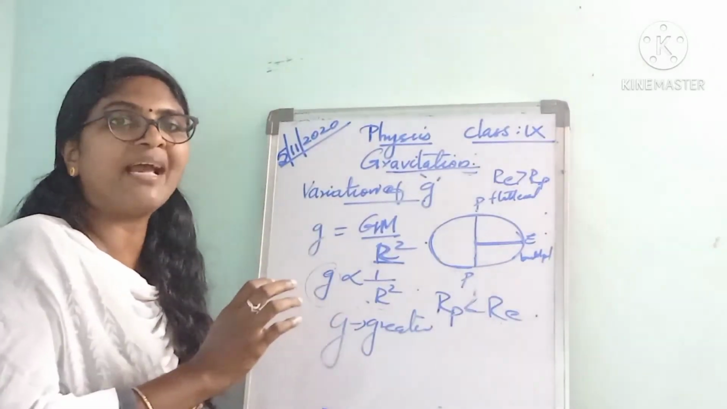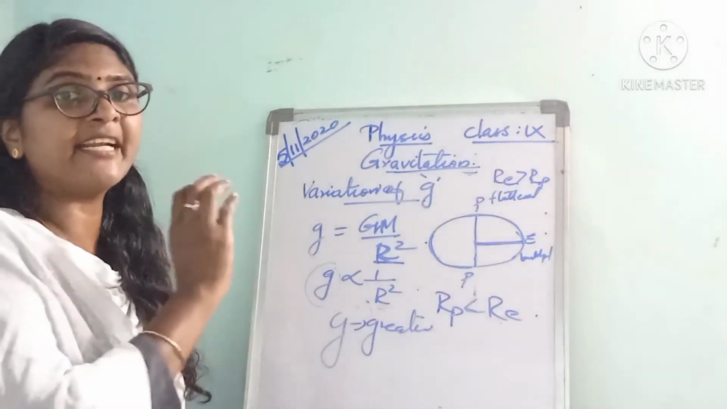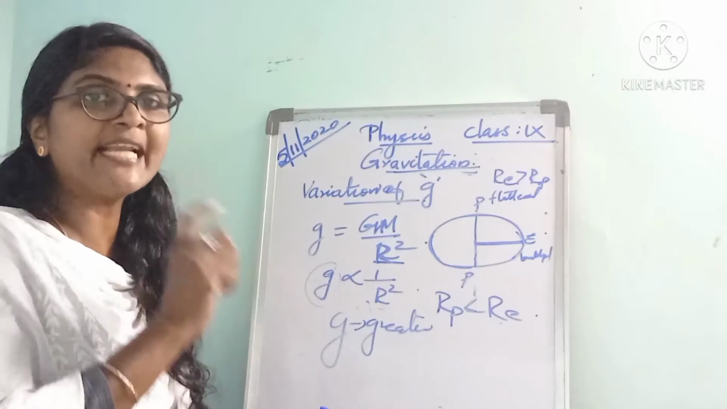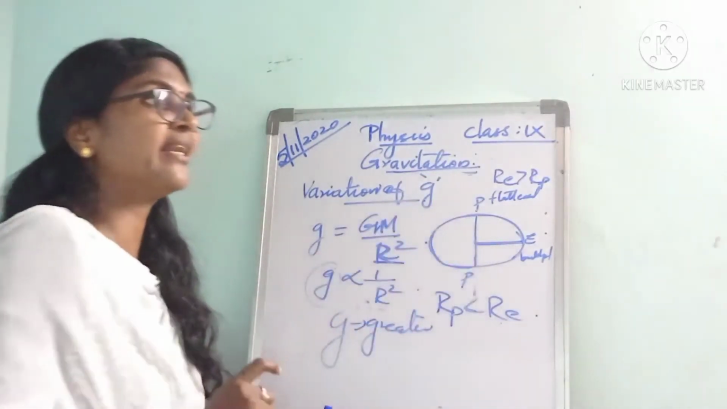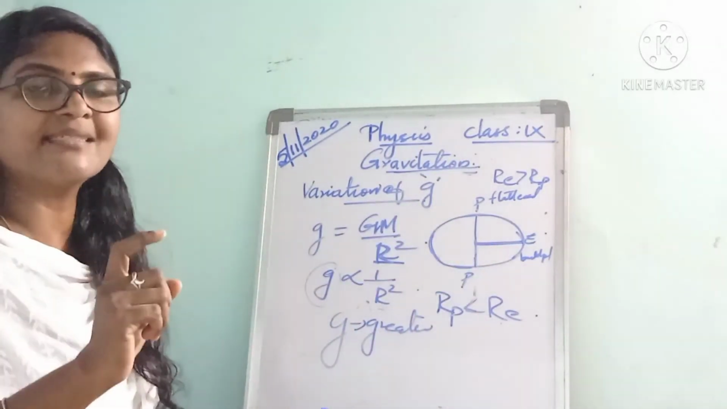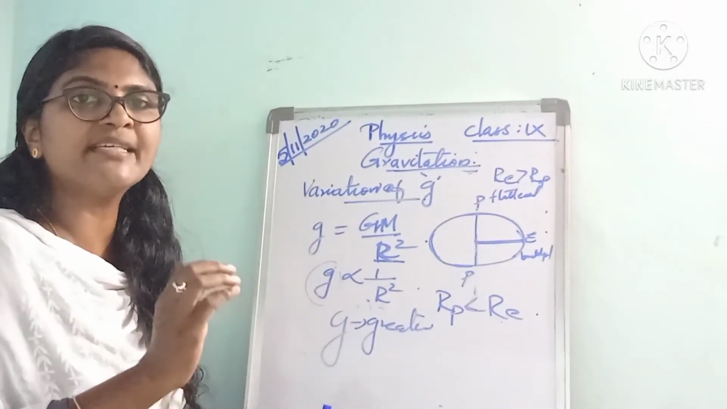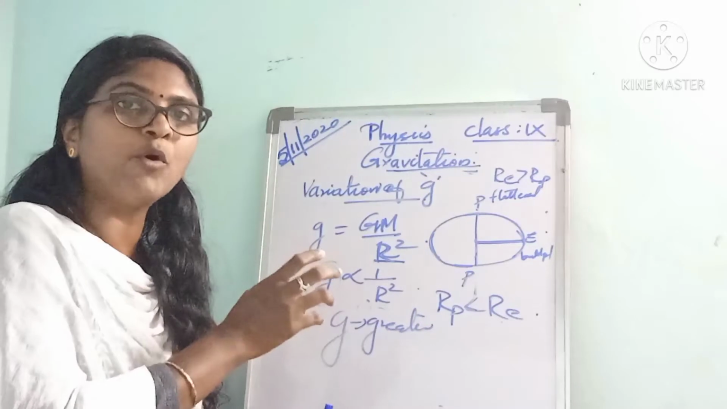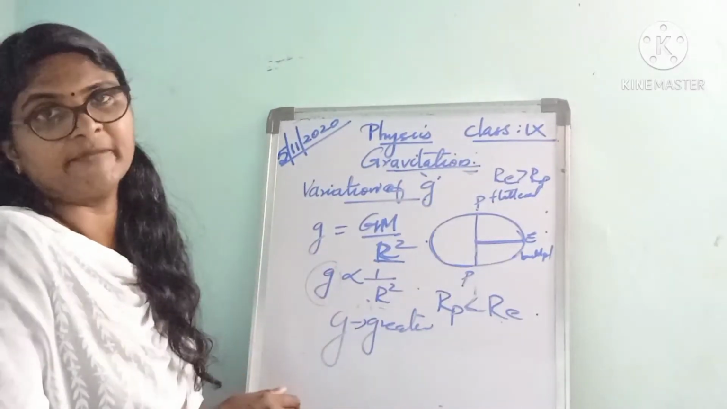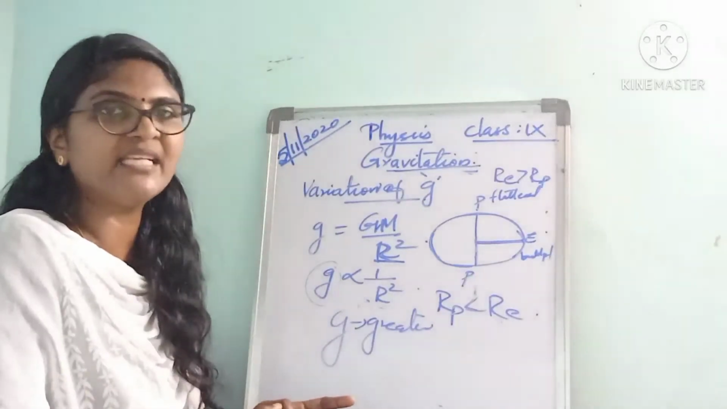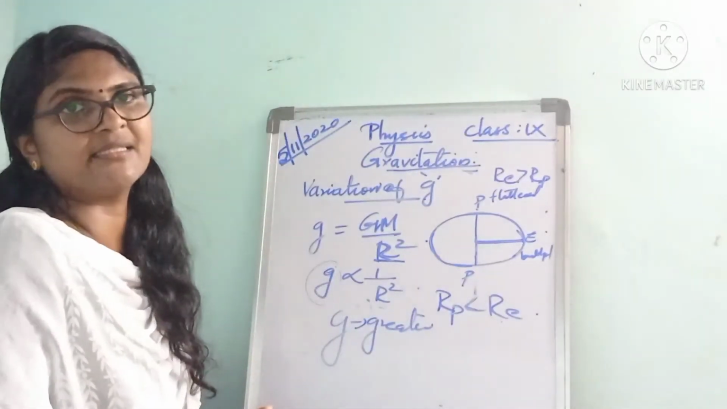Why is the value of acceleration due to gravity greater at the poles and minimum at the equator? Because the polar radius is less than the equatorial radius. So the value of acceleration due to gravity is greater at the poles than at the equator. That is about the variation of acceleration due to gravity with the Earth's radius.